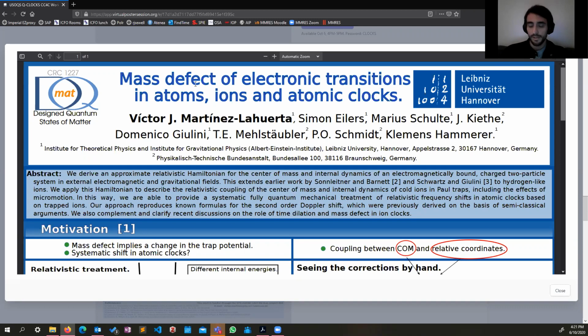We used this in order to treat Paul traps, including possible imperfections in the traps, such as, for example, micromotion. And we had some nice results and some effects, being able to explain all the previously calculated ones.